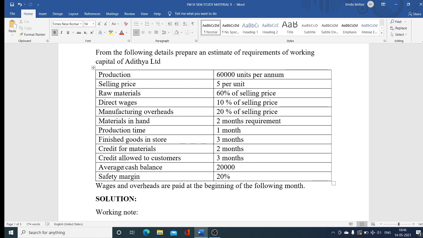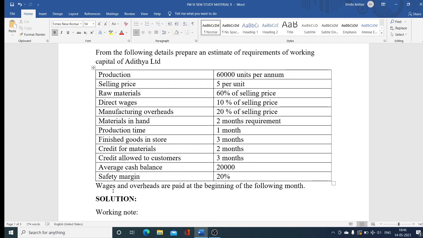Then we have the credit allowed to customers, which means that we have credit sales and a 3 months period is being allowed. So the current asset is debtors. We also have the cash balance 20,000. At the same time, there is a current liability, that is credit for materials. Material purchase, the credit allowed is 2 months. So we have current liabilities, creditors, and we have the different current assets like the raw materials, the work in progress, finished goods, debtors, as well as the cash balance.